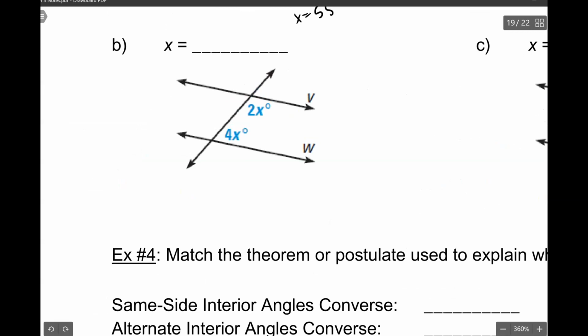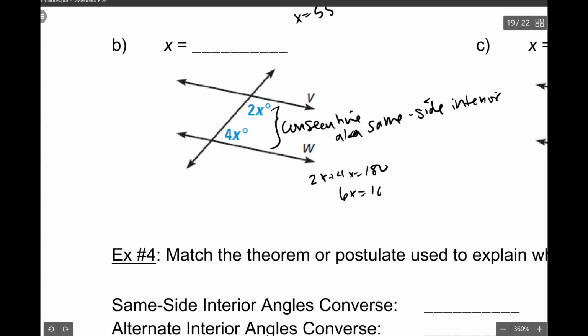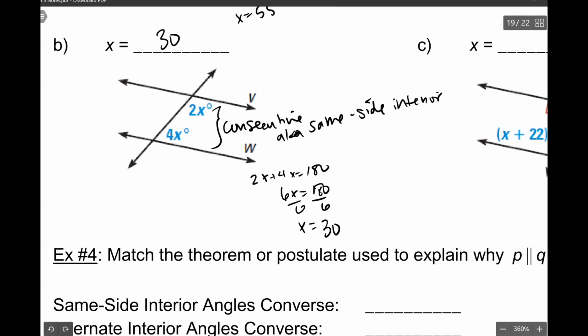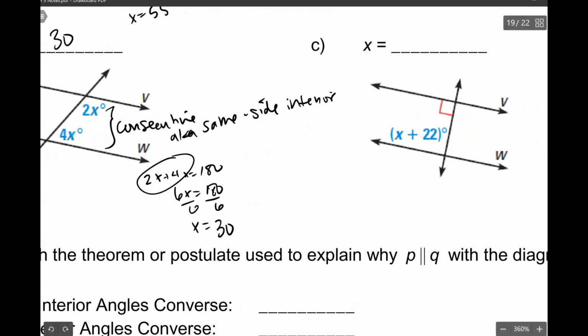Okay. So we want this to be true. We can call them consecutive interior, same side interior. That means the same thing. All right. These are consecutive, aka same side interior. All right, and so they should equal 180 degrees. So if I add them together, they should equal 180. So x is equal to 30, because I combine like terms, divide by 6, etc., etc.